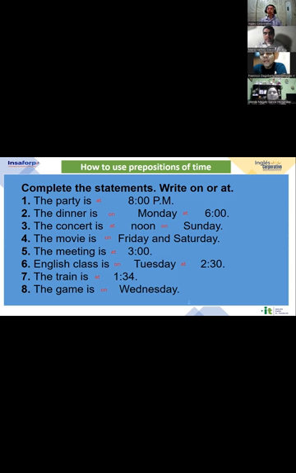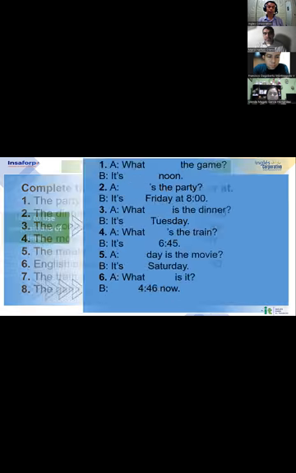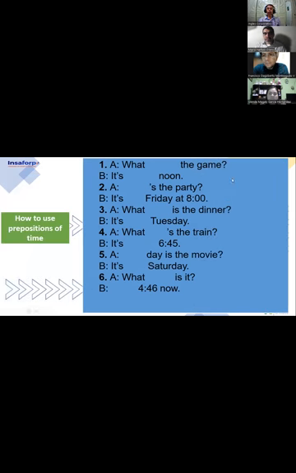Good. Any question? Now you know how to use prepositions of time? Yes? Hoy sí ya sabemos cómo usar las preposiciones de tiempo. It's a question of memory, right? Now let's continue. Now let's do it together, right?